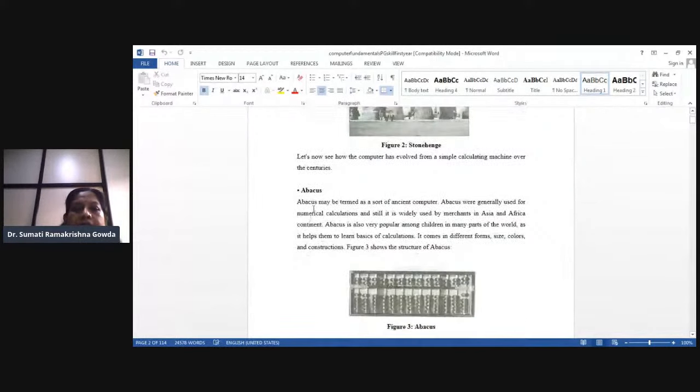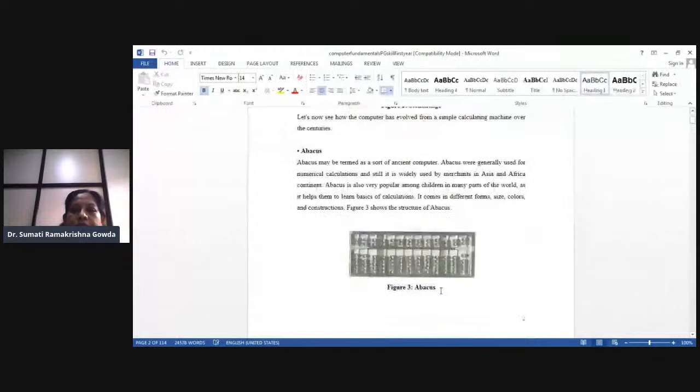The abacus may be termed as a sort of ancient computer. This is the abacus, figure number 3, you can see, na? This is called the abacus. These are all very old computers. The abacus was generally used for numerical calculations, and it is still widely used by merchants in the Asian and African continents. The abacus is very popular among children in many parts of the world as it helps them to learn the basics of calculations. It comes in different forms, sizes, colors, and constructions.